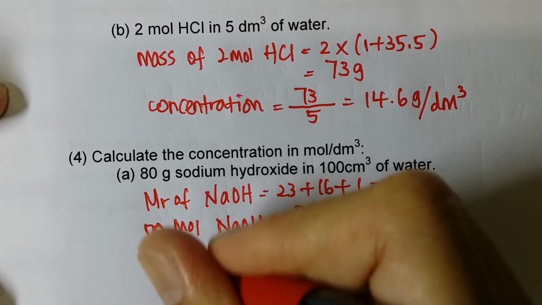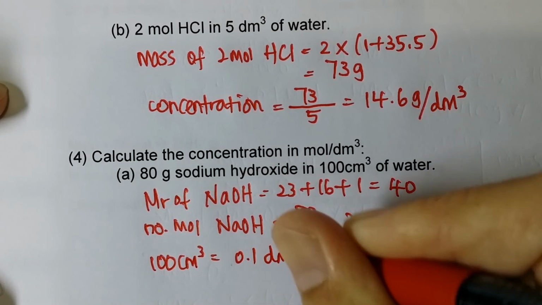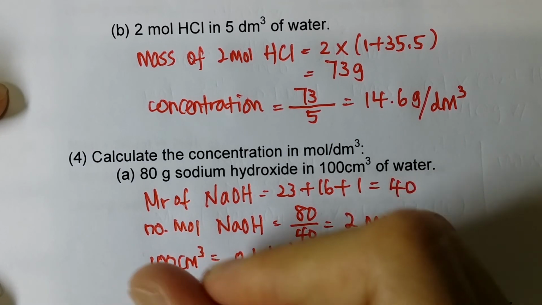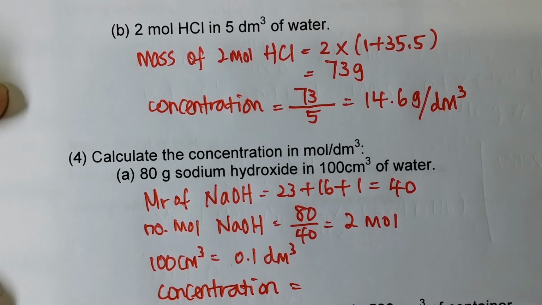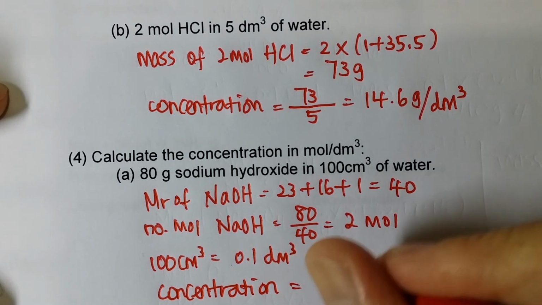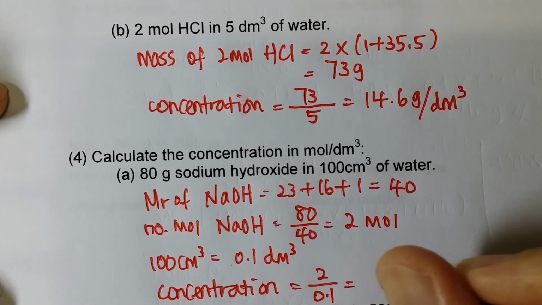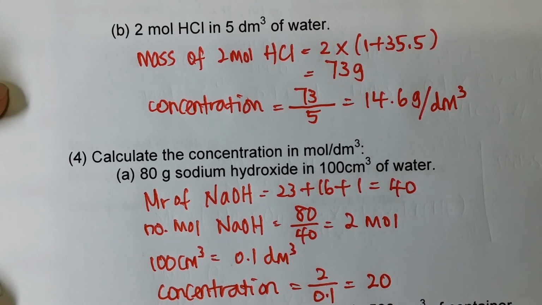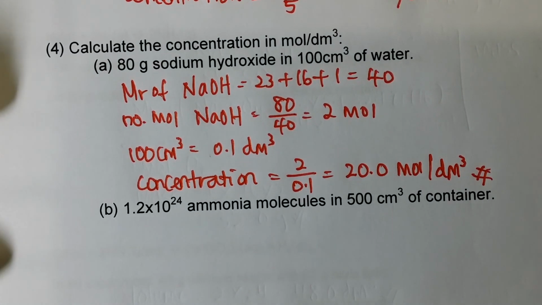And 100 cm³ is 0.1 dm³. And what would be the concentration? The concentration is mole divided by dm³, so 2 divided by 0.1, which is 20.0 mole per dm³. Okay, step by step.